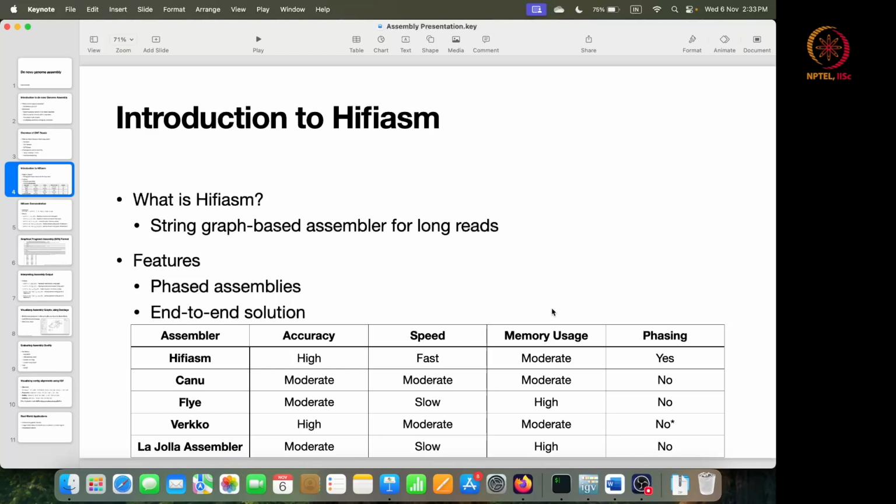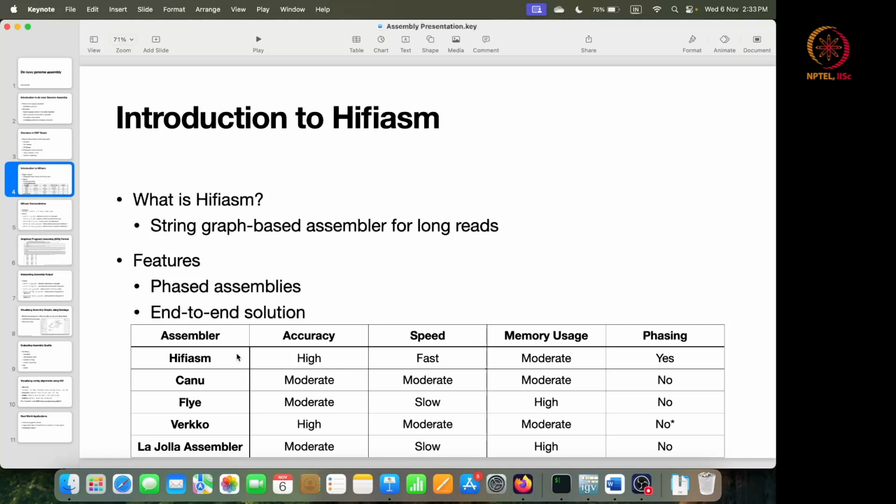There are several different types of assemblers available for users, some of which are listed in this table. You can see that hifiasm is a highly accurate assembler. It is comparatively fast and uses a moderate amount of memory and is also capable of generating phased contigs.